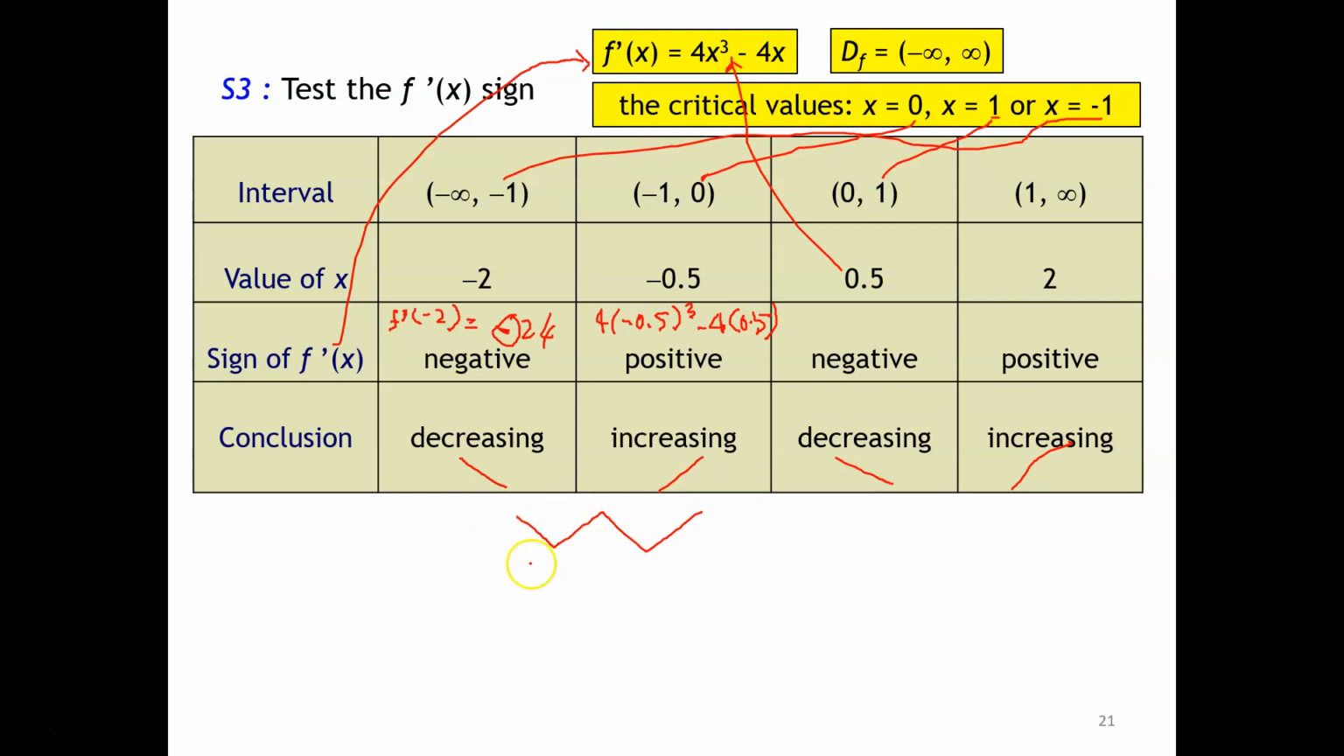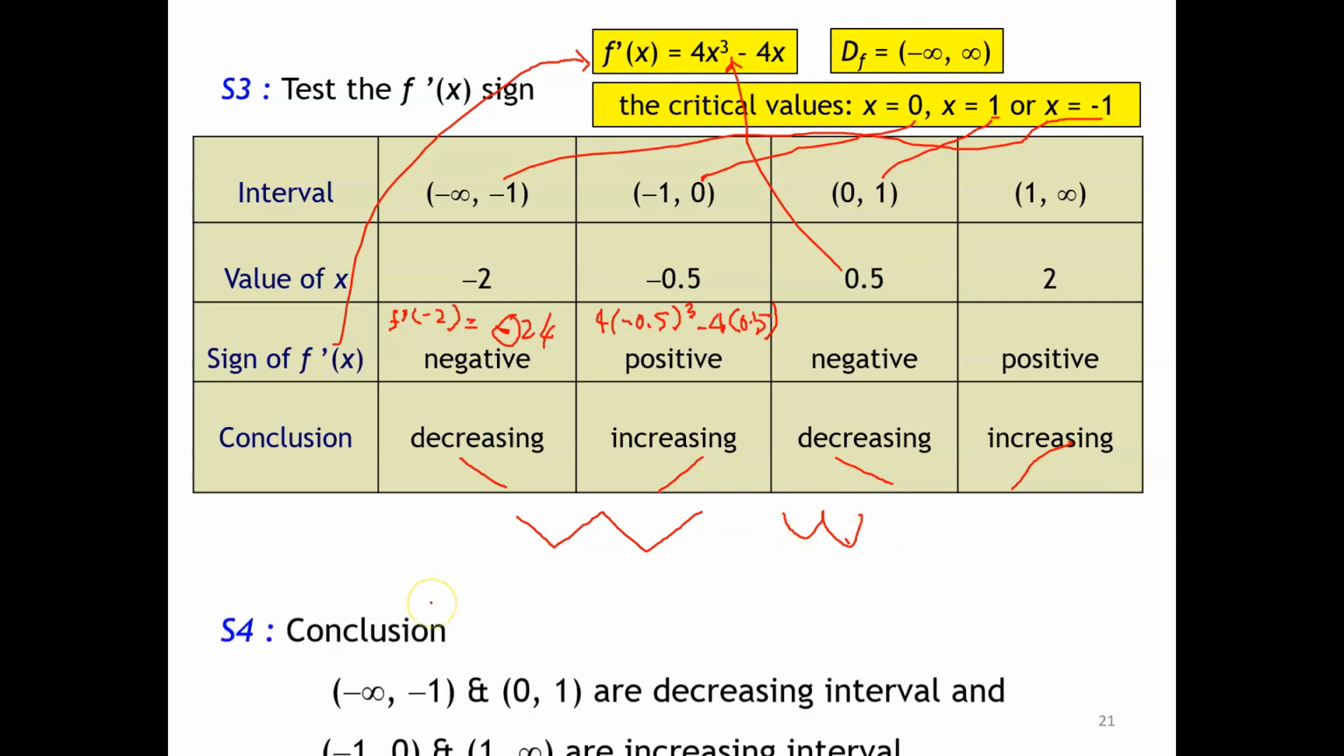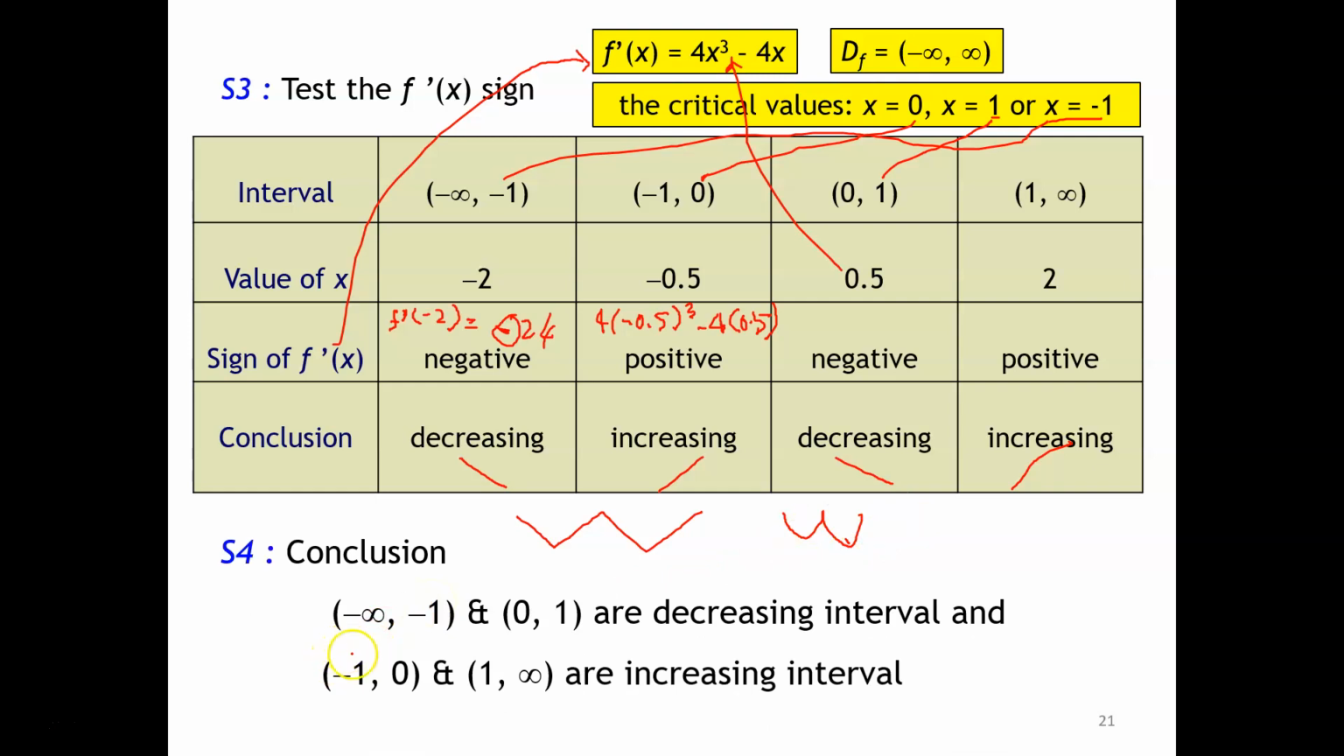Roughly like this. When you draw your graph: decrease, increase, decrease, increase. Or in a smooth way. Maybe in a smooth way: decrease, increase, decrease, increase. So the conclusion: since the question asked in which interval the function increases and in which interval the function decreases.